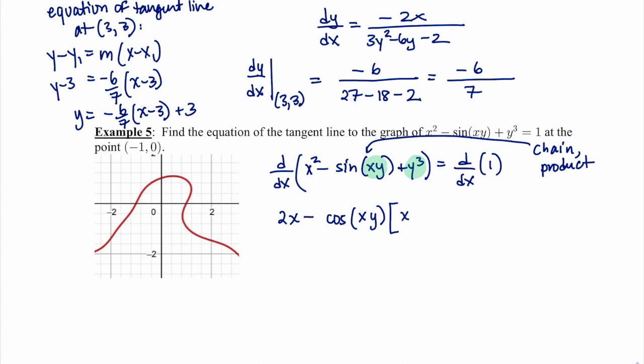So I'll need the first times the derivative of the second, which I would just write as dy dx, plus the second times the derivative of the first, which would just be 1. So all of that is the derivative for sine of xy. And then I still need to add on the derivative of y cubed. So I'd have 3y squared times dy dx, because there was a y as the input for that cube function. And then lastly, on the right side, I will have 0, because the derivative for a constant is 0.